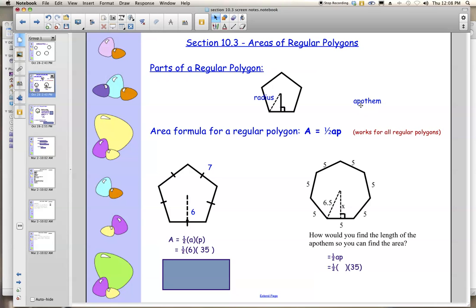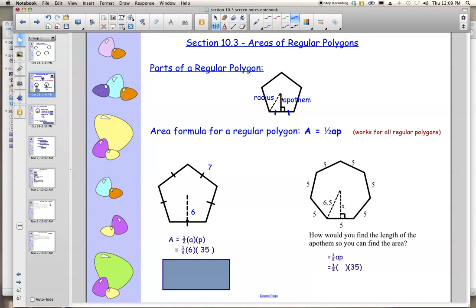The apothem, which is another value that we're going to use specifically with this formula, has to do with the center of the polygon as well. It starts from the center, but it comes down and goes perpendicular to the opposite side. It also bisects the side. So this piece will be equal to this piece in any given regular polygon.